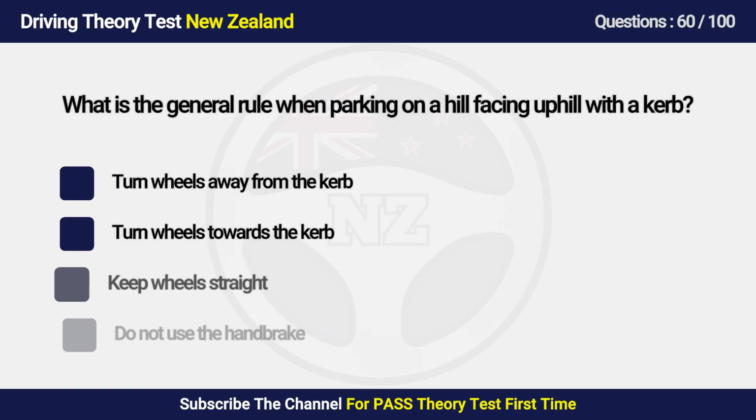Question 60. What is the general rule when parking on a hill facing uphill with a curb? A. Turn wheels away from the curb. B. Turn wheels towards the curb. C. Keep wheels straight. D. Do not use the handbrake.